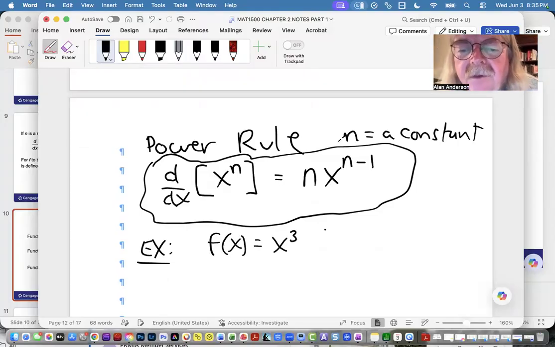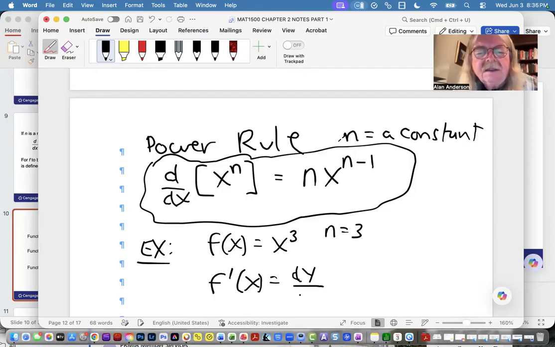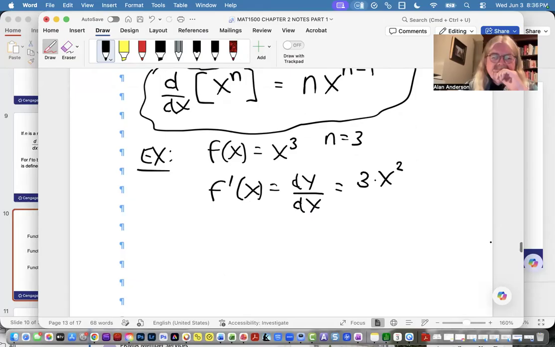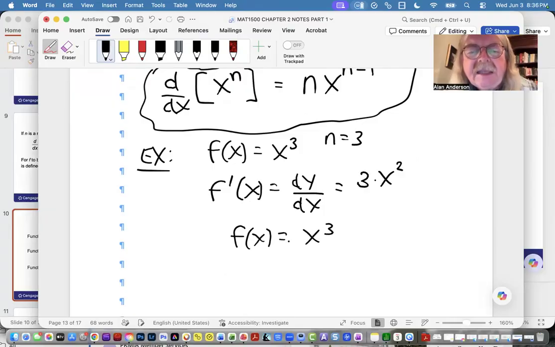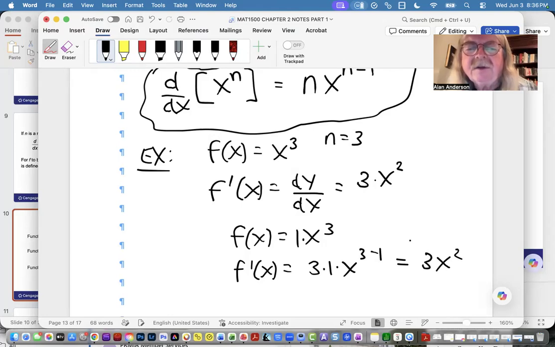So here clearly n is 3. So we end up with, and again, you can write it as f prime of x if you want, or dy dx. It's the same thing. 3x to the second power because it's 3 minus 1. Okay. Or if you want to do it more formally, keep in mind there's an implied 1 here. But of course, it's just 3x squared, any way you look at it.